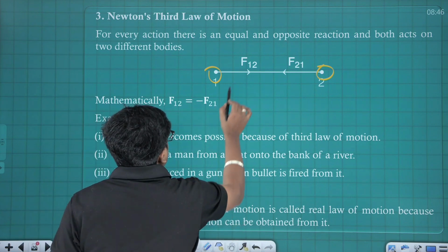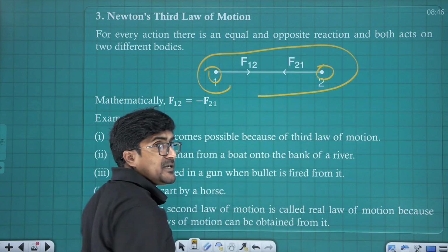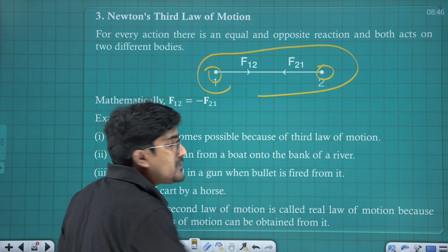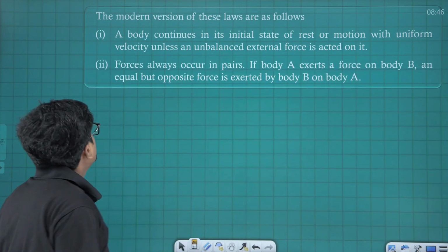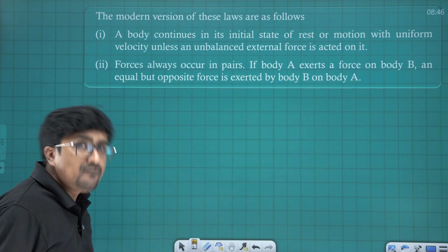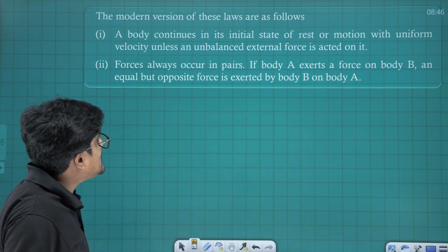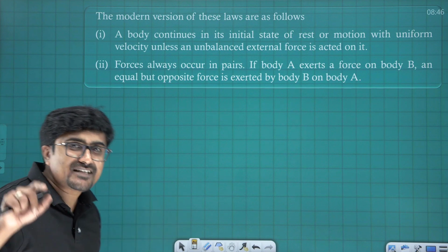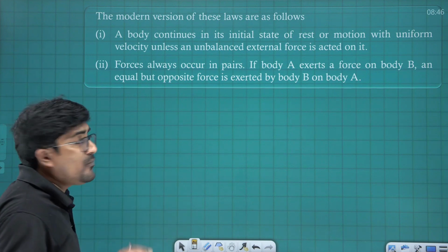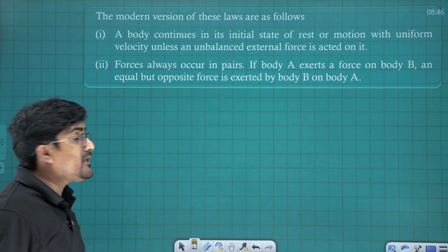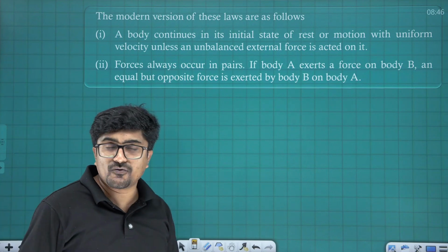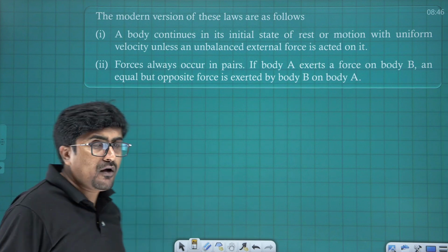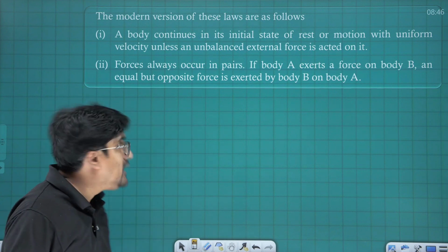So altogether, the net force experienced by the system, I repeat, the net force experienced by the system is 0 because this is an internal force. The next one is the modern version. The modern version says the body continues in its initial state of rest or motion with uniform velocity unless an unbalanced external force acts, and second, forces always occur in pairs. That means the force experienced by body A as well as by body B have the same magnitude, and altogether the net force experienced is 0.